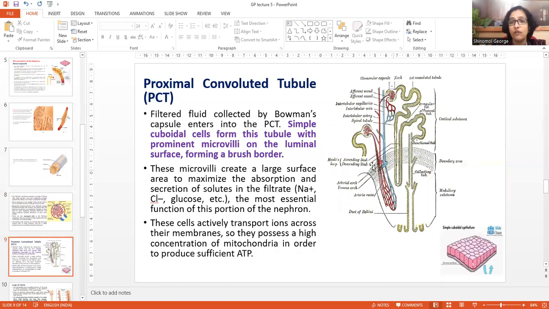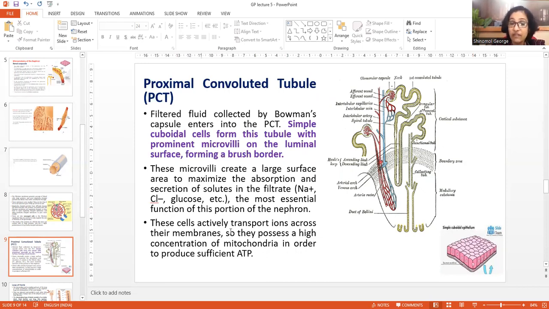Then comes the proximal convoluted tubule. The fluid collected by the Bowman's capsule lingers in the proximal convoluted tubule, and you can see the simple cuboidal cells that form this structure over here. Simple cuboidal cells form this tubule with prominent microvilli on the luminal surface forming a brush border. These microvilli create a large surface area to maximize the absorption and secretion of solutes in the filtrate, the most essential function of this portion of the vessel.